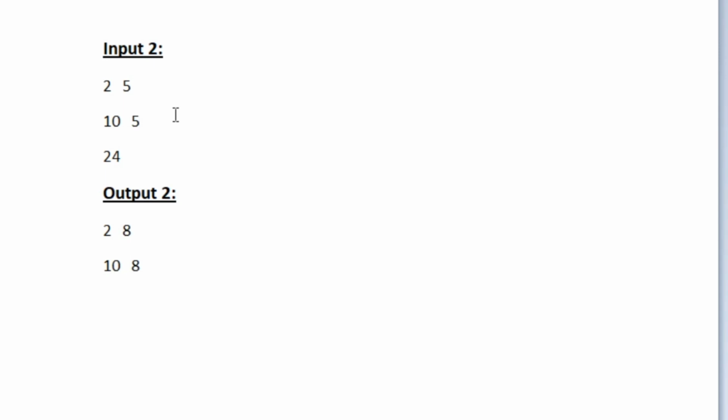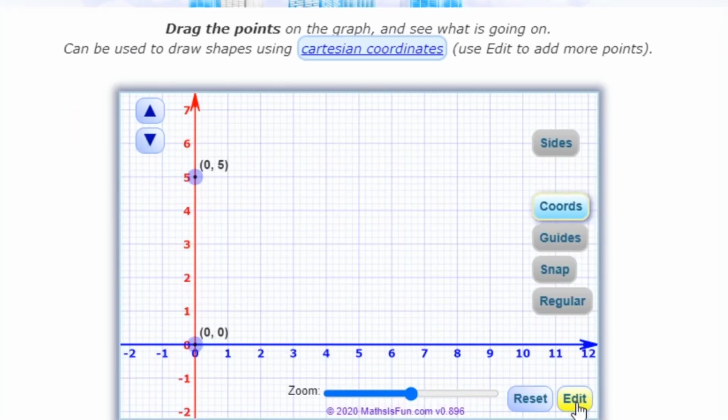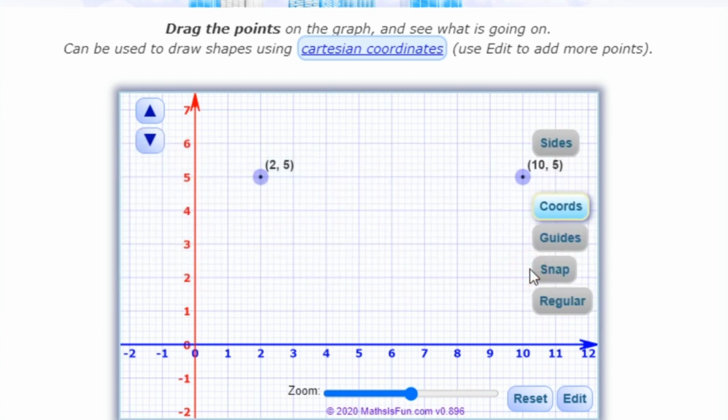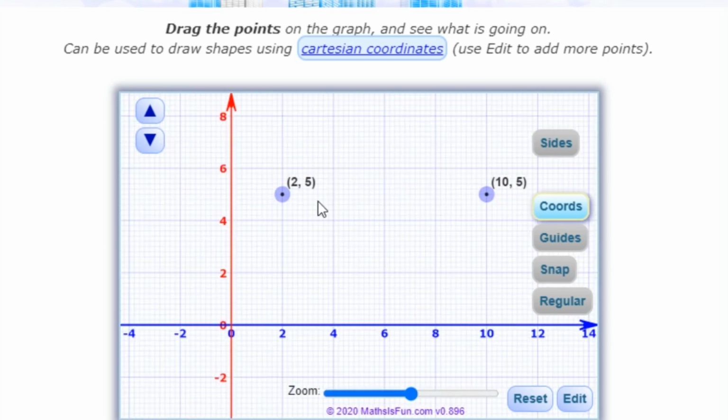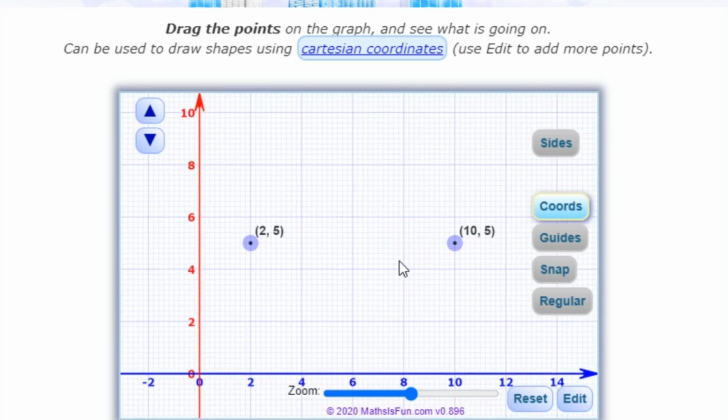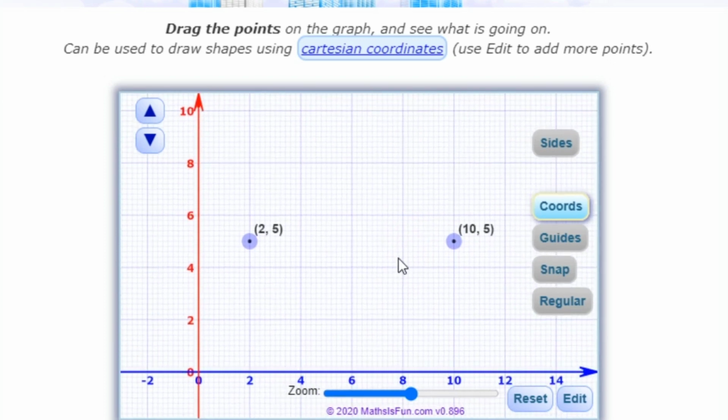So first let us visualize how these points 2, 5 and 10, 5 are present in a Cartesian plane. So let us open a visualizer and here I am going to give the input points as 2, 5 and 10, 5. So these are the two given input coordinates, and here in our graph we can see how these points are present. So both are present in the same line. So these are the two coordinates of a rectangle. Now we have to find the remaining two coordinates.